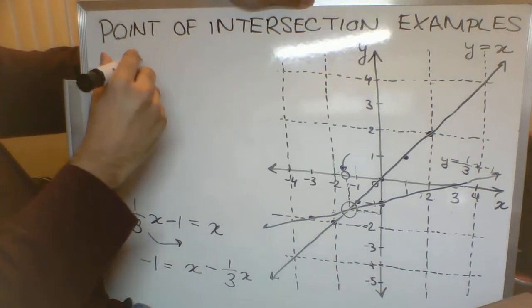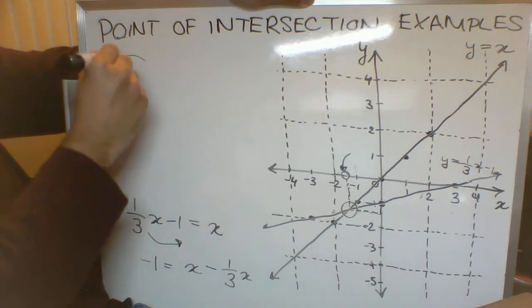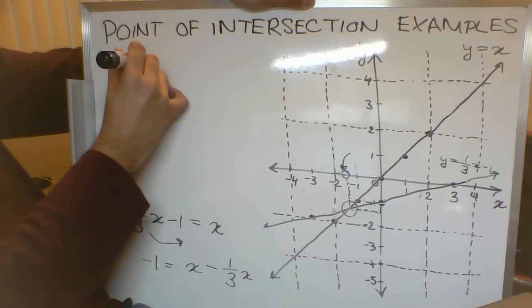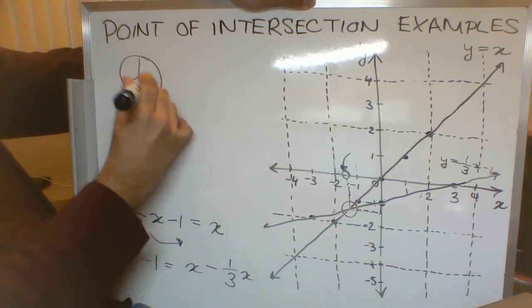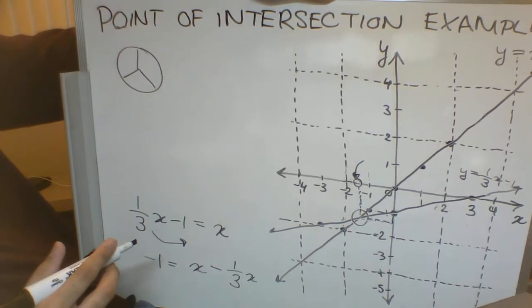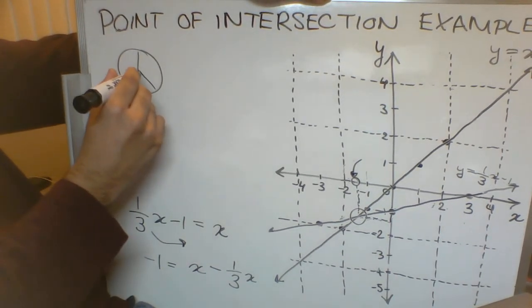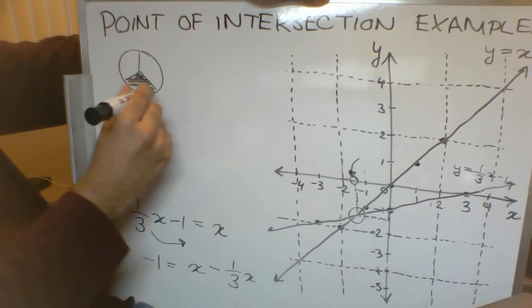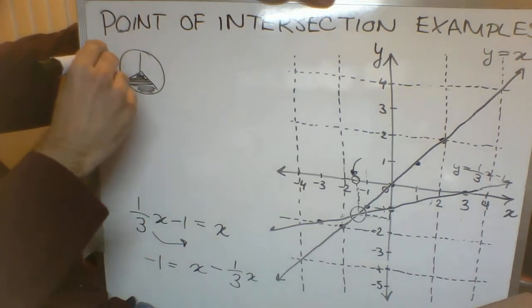The other way you can think about it is if you draw out an actual little pie, and you cut it into thirds, and then you remove one of those thirds, what do you have left?